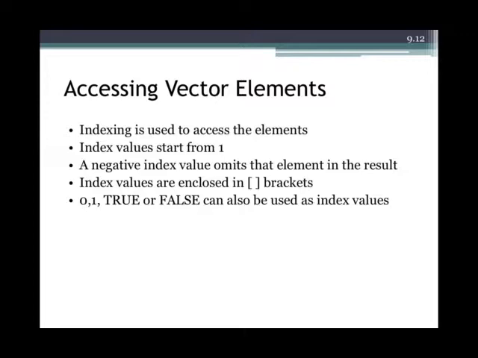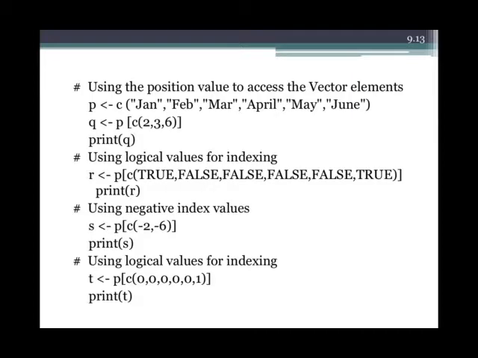A 0, 1, true or false can also be used to pick up the index value. 0 and false will omit it, true or 1 will include it. The index values are to be included in box brackets. Now we have a number of examples.